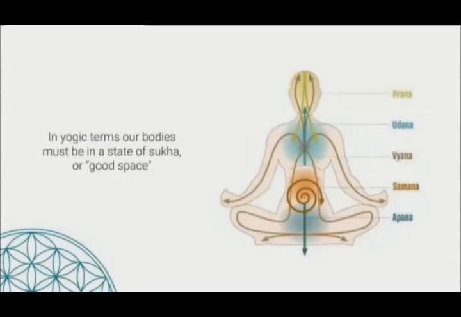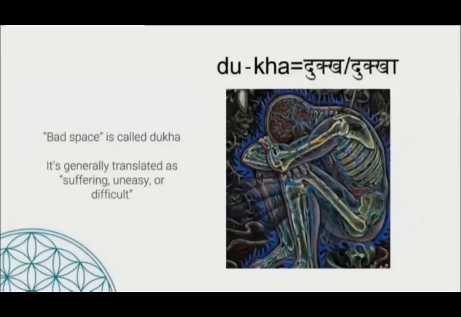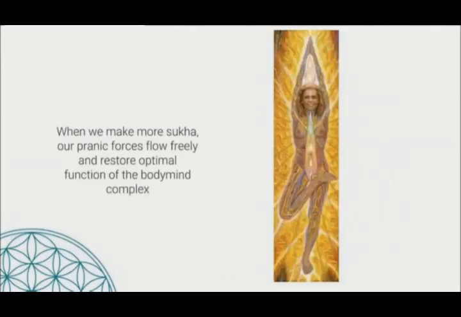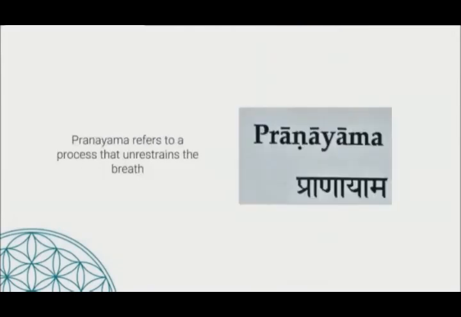In yogic terms, our bodies must be in a state of sukha, or good space. Bad space is called dukkha. It is generally translated as suffering, uneasy, or difficult. When we make more sukha, our pranic forces flow freely and restore optimal function in the body-mind complex. Pranayama refers to a process that unrestrains the breath. Pra translates to first, na translates to energy, and yama translates to control.